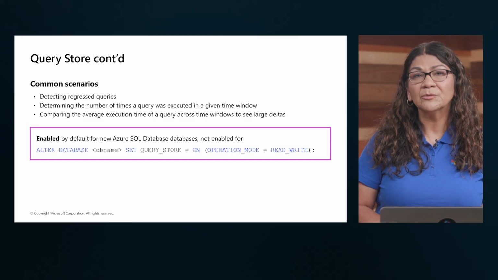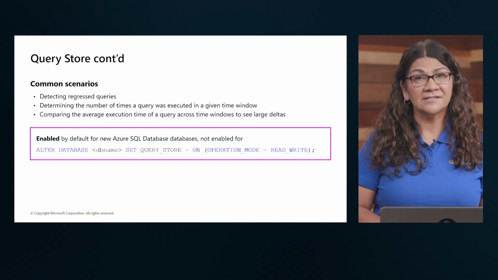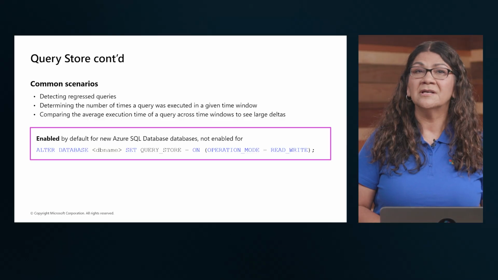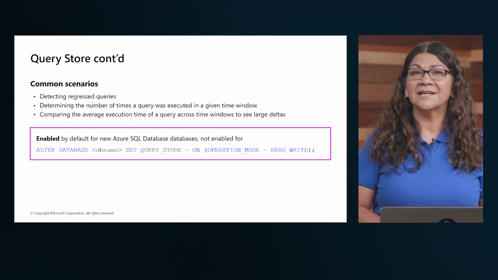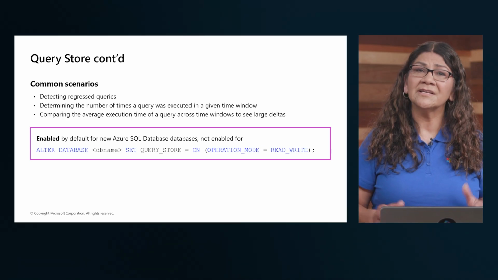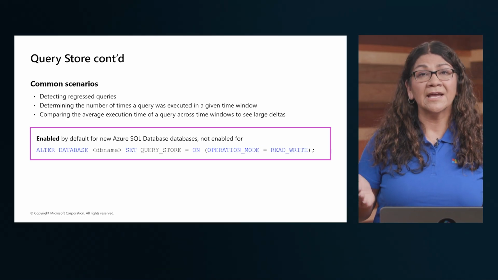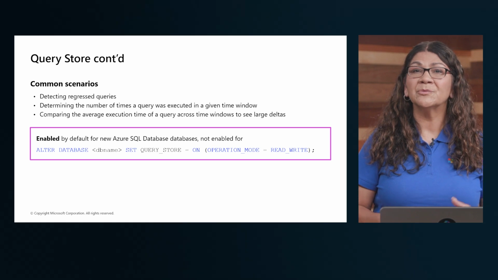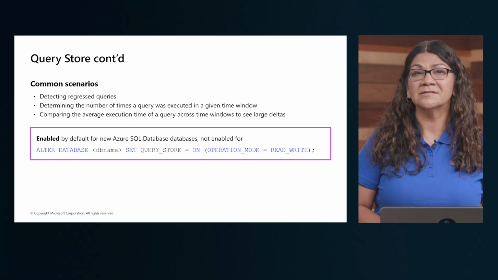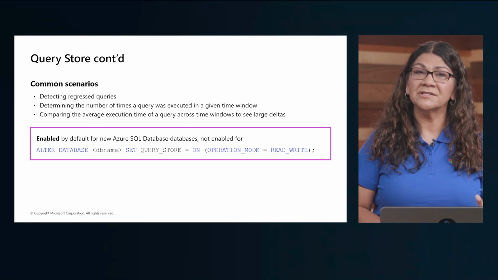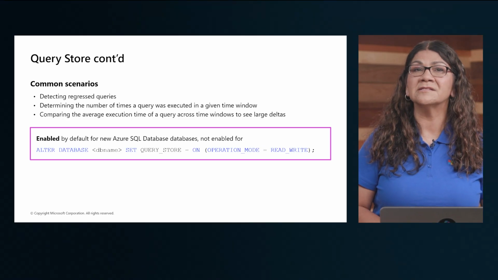It will actively record query execution statistics, such as duration, CPU usage, and I/O metrics, and it will store this data for analysis while also making this data available for querying and reporting. Operation mode read-write is essential for monitoring live workloads, detecting performance regressions, and optimizing query plans in real time.